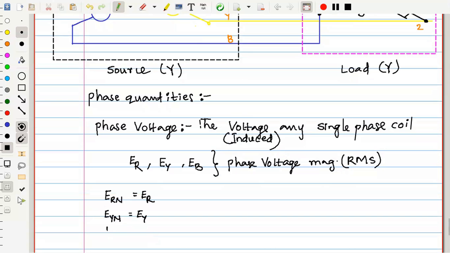Similarly, coil 3 voltage is EB to N, which is equal to EB. So these are the notations which we adopt hereafter. That is, R to neutral, or Y to neutral, or B to neutral is called the phase voltages. Is this clear?